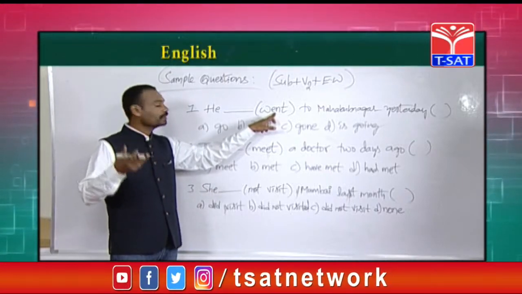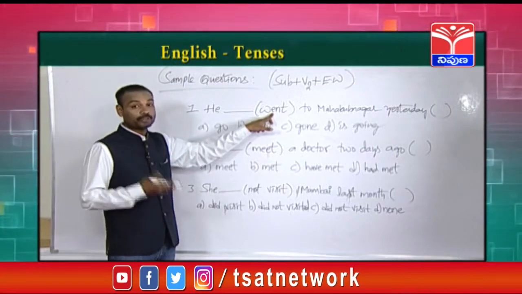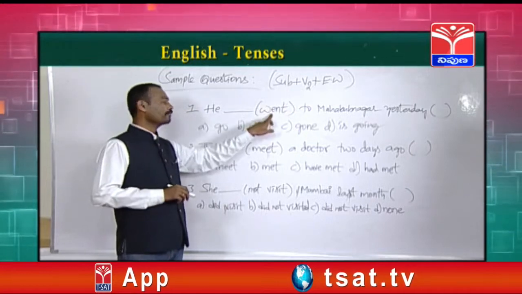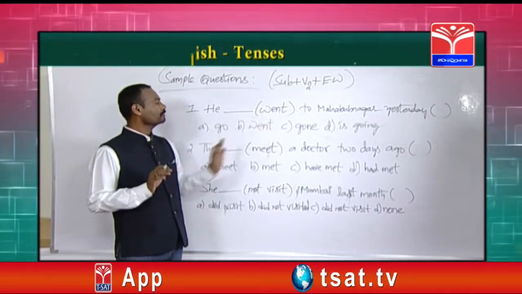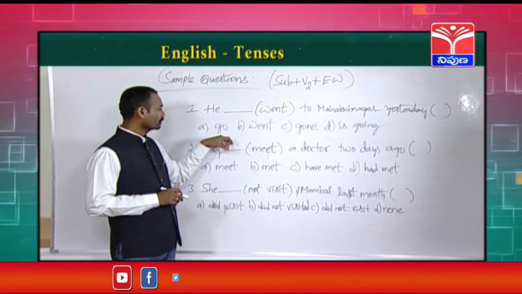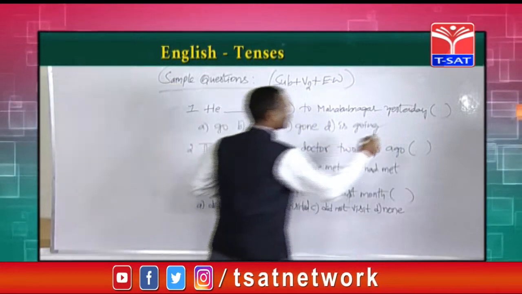Sometimes they may give V1, which means the first form of the verb. Sometimes they may give V2 like this. Sometimes they may give the third form of the verb, like gone. So here in simple past we need went only. They have given the correct verb only, so we should find where it is. A, it is wrong. So went. So this is the right answer. So B is the answer. B.